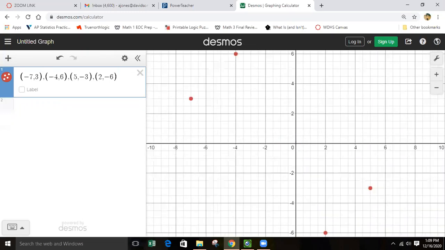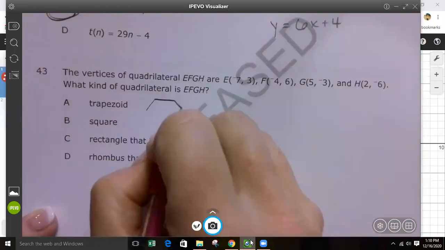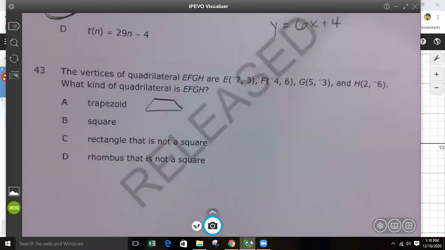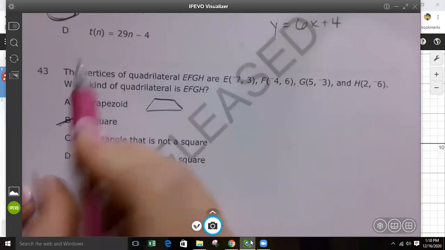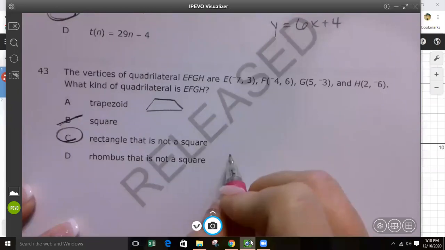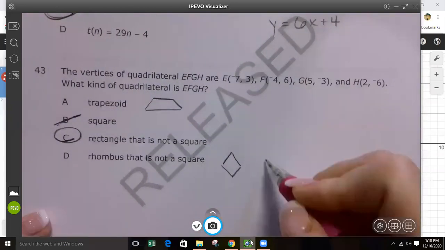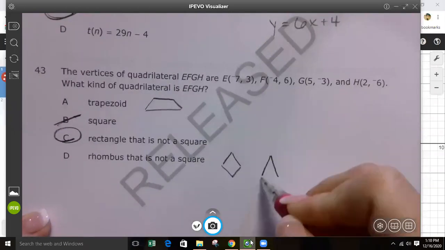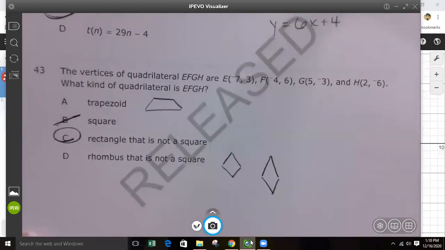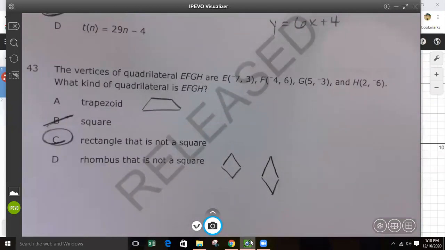All you do is look and see what kind of shape that is. Remember, a trapezoid looks like this. We just had one of those on there. It didn't look like that. It wasn't a square. It is a rectangle. Remember, a rhombus is like a diamond. So if they said a rhombus that's not a square, it'd be like an elongated rhombus, an elongated diamond. So C is going to be your answer because it was a rectangle. Okay.